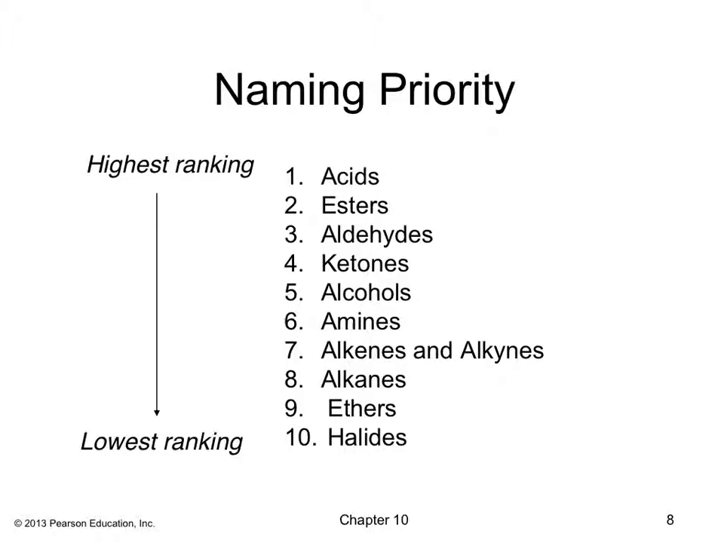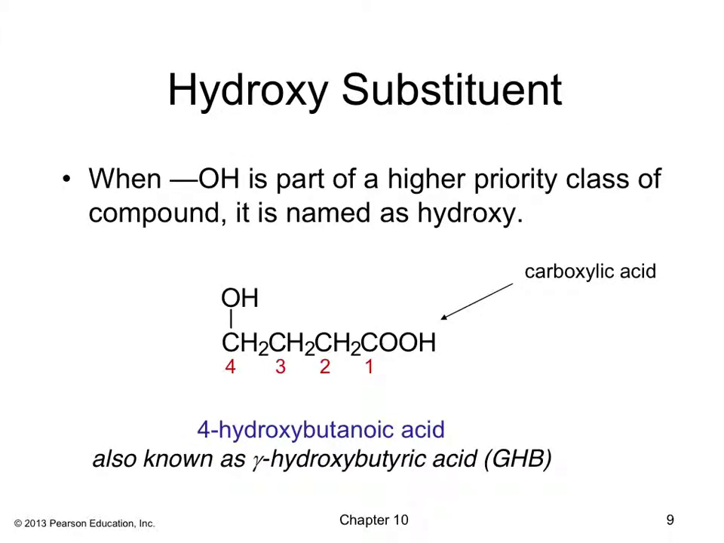In terms of naming priorities, acids are the highest ranking, going to the lowest ranking, halides. We've seen this before. So alcohols are right smack in the middle of all of those. And you're just going to have to memorize that. When the OH is part of a higher priority class of compound, it's named as the hydroxy group. So here's carboxylic acid and the OH group. So again, this is the priority. It's the first priority. So this would be numbered 1, 2, 3, 4. So this would be 4-hydroxybutanoic acid.